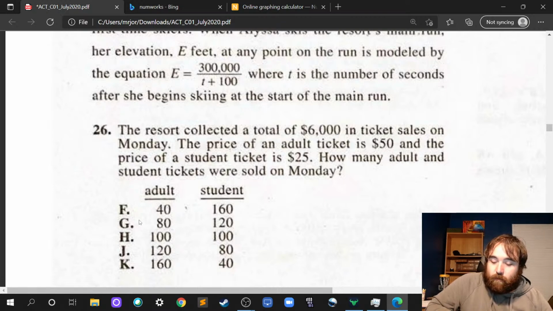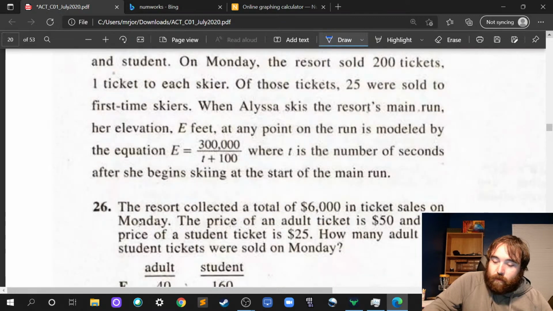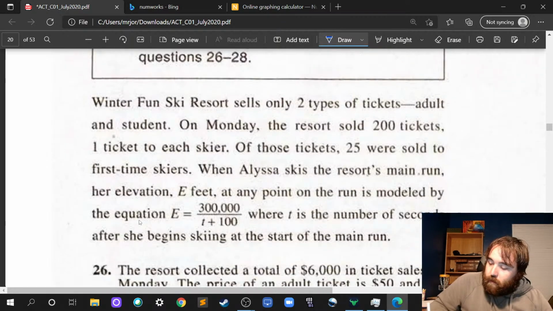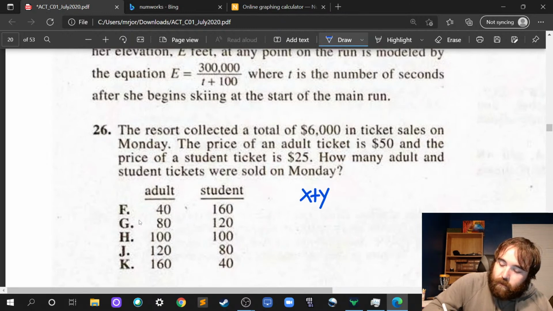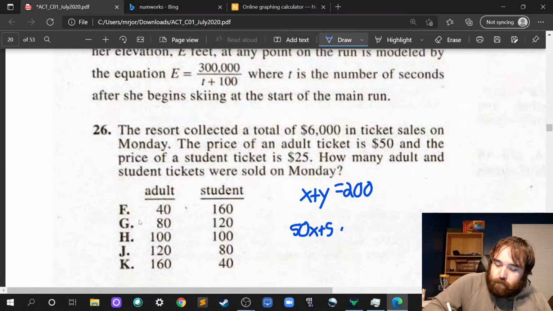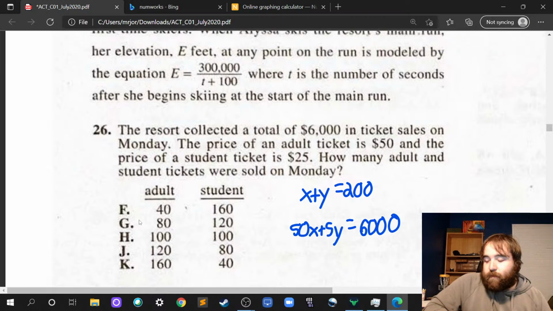$6,000 in sales on Monday. So there were 200 tickets sold. Did it say that in the problem, or is it just implying that? Yeah. Alright, well, this is like a system of equations. So x plus y is 200. 50x plus 25y is 6,000. So I'm just going to multiply the top one by 25 and then subtract them.